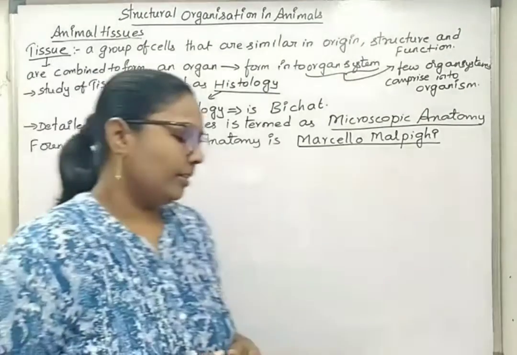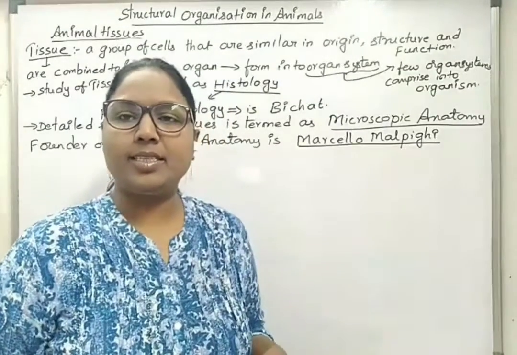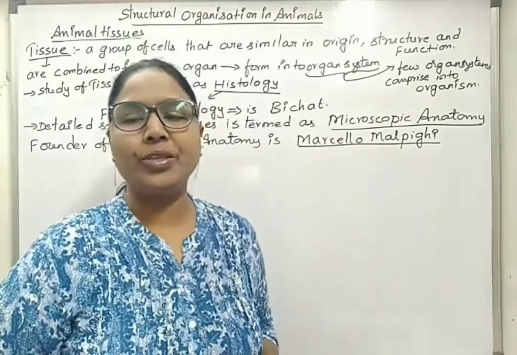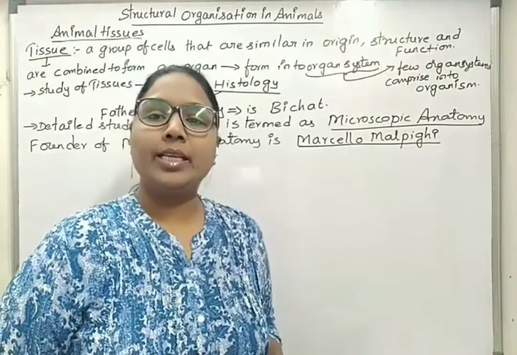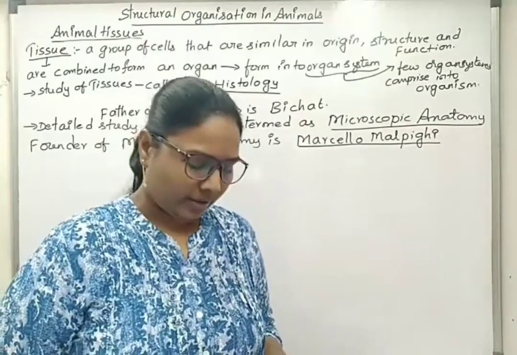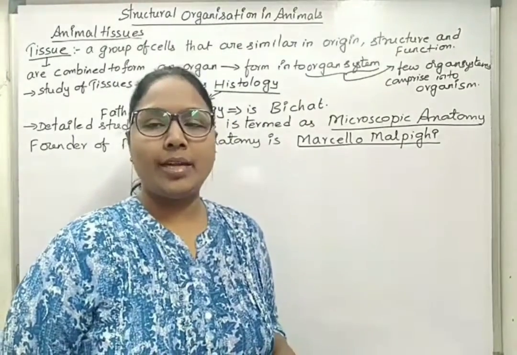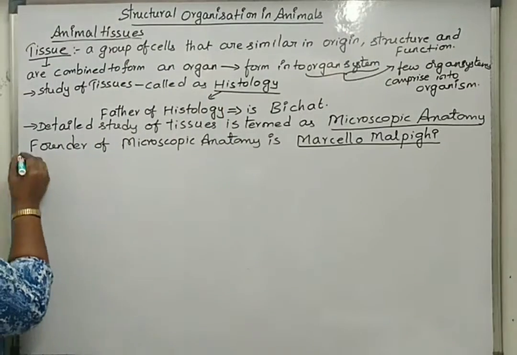Based on the functions and the similarities, tissues are basically of 4 different types. One is epithelium or epithelial tissue. Next one, connective tissue. Third one, muscular tissue. And fourth one, nervous tissue.